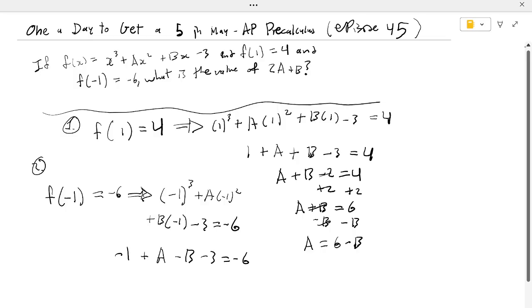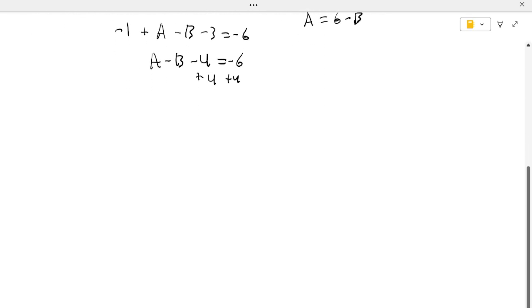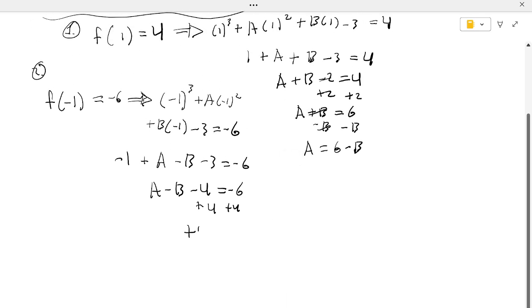So if we combine negative 1 and negative 3, we have a minus b minus 4 is equal to negative 6. So if I add 4 to both sides, oops, wait, it's not letting me scroll. There we go. I add b to both sides. What I would get is that a is equal to, let's see, negative 2 plus b. Okay. But now I have two definitions for a.